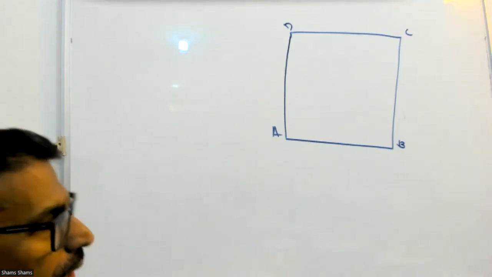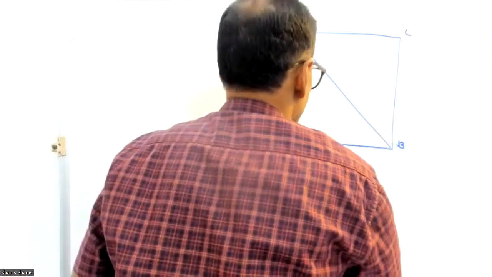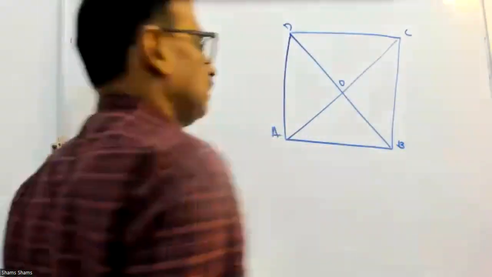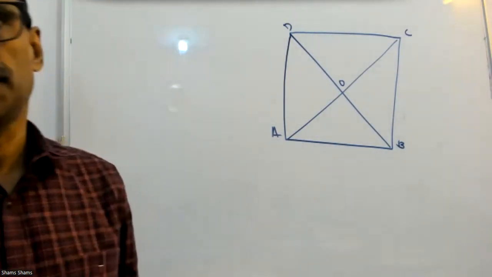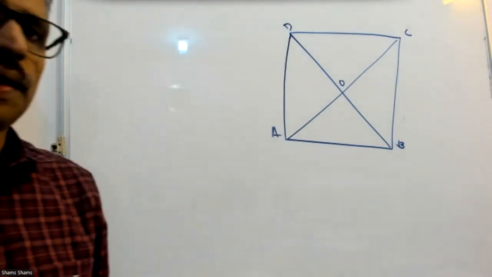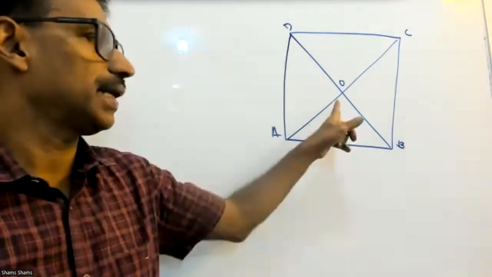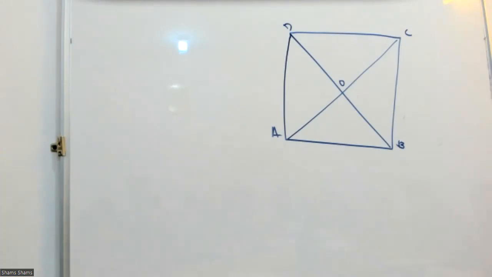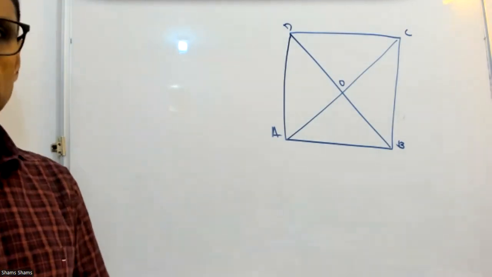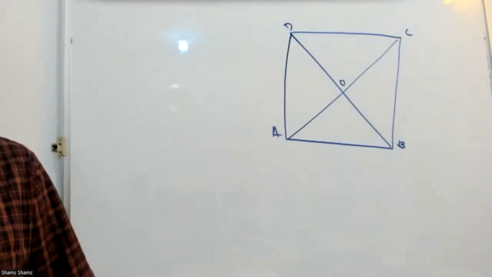Two, AO equal to OC, BO equal to OD. Three, AC perpendicular to BD. That means this angle 90 degree. Then three things you have to prove in this question. That will take time. Now we'll see one by one.